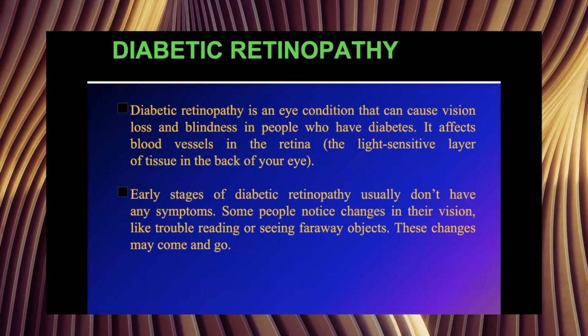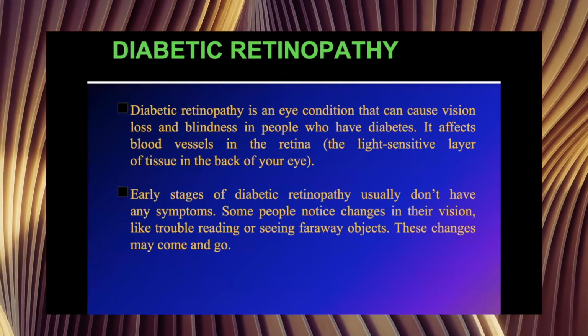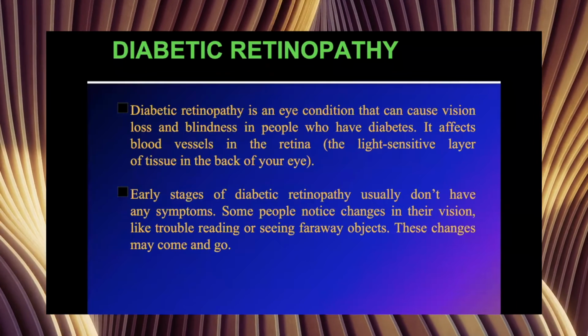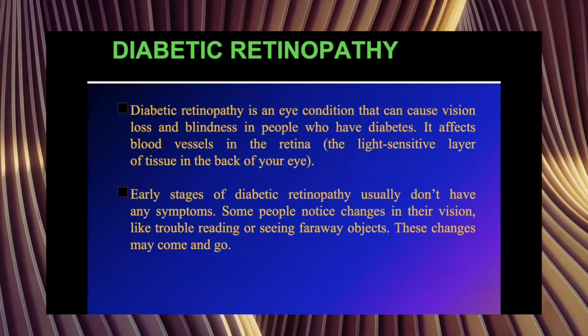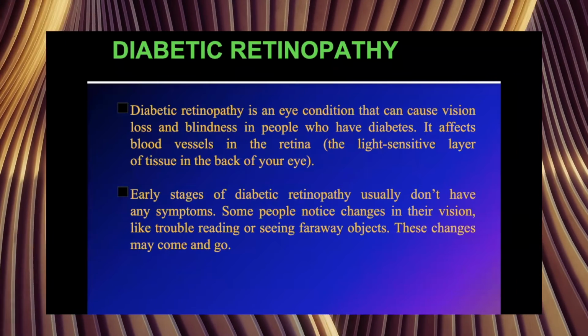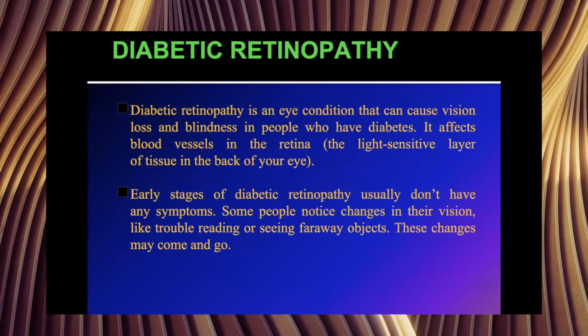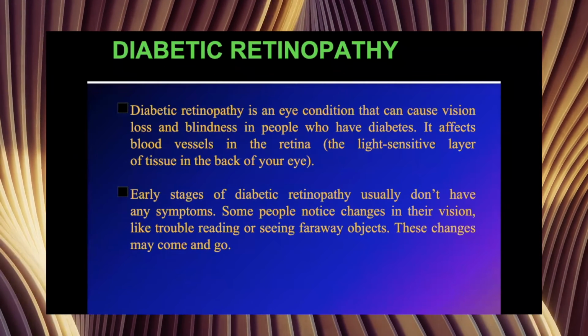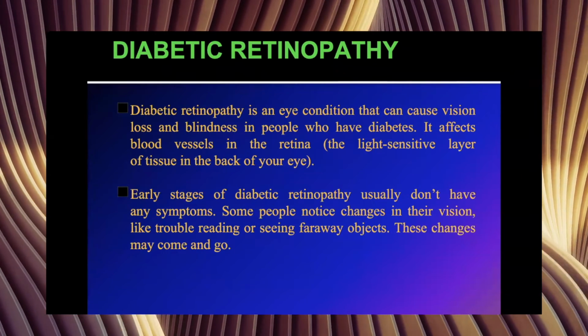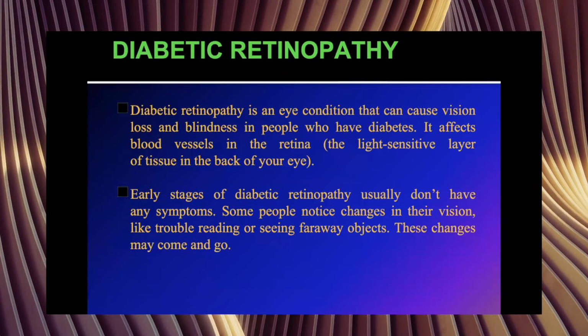Now coming to diabetic retinopathy. It is a classic condition where we see in a diabetic patients where the diabetes is poorly controlled. So early stages of diabetic retinopathy do not have any symptoms. Some people notice changes in their vision, like trouble reading or seeing faraway objects. And these changes may come and go.